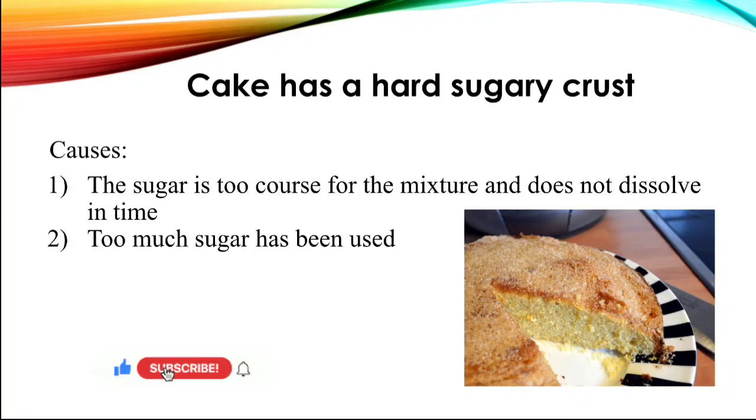Now let's say that the cake has a hard sugary crust. It could be because the sugar was too coarse for the mixture and it did not dissolve in time, or it could mean that too much sugar was used for the recipe.